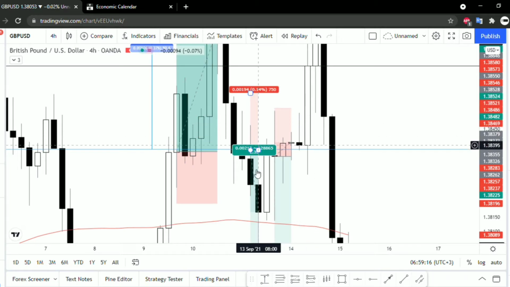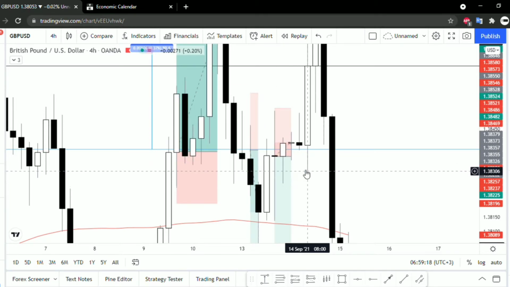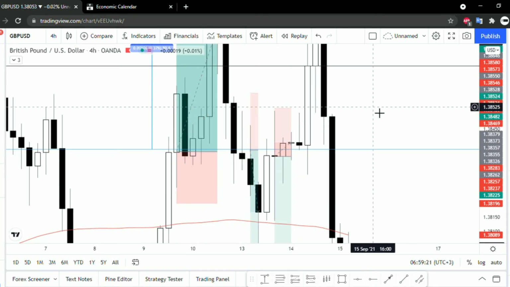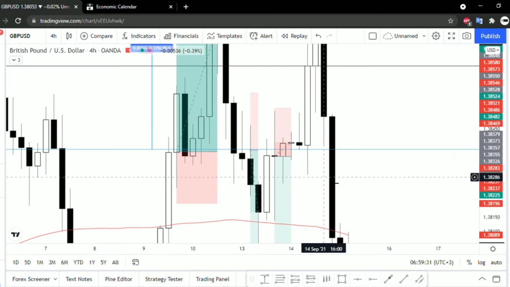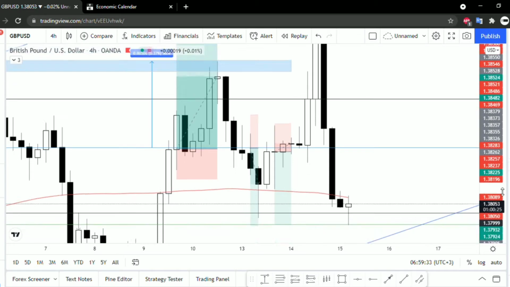There was some sort of indecision around this area, but the overall trend of this particular currency pair yesterday was bullish. So this is why you see some sort of indecision here, and here, but ideally the market was still bullish. So what happened?